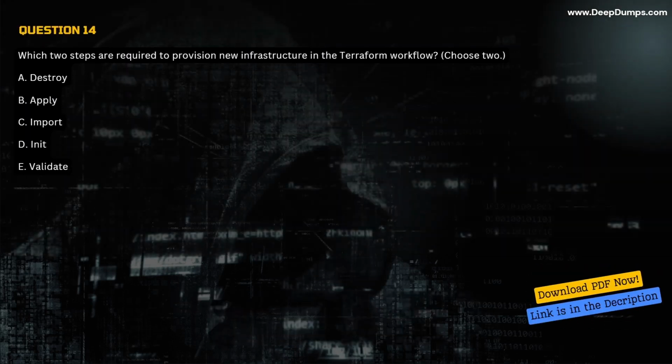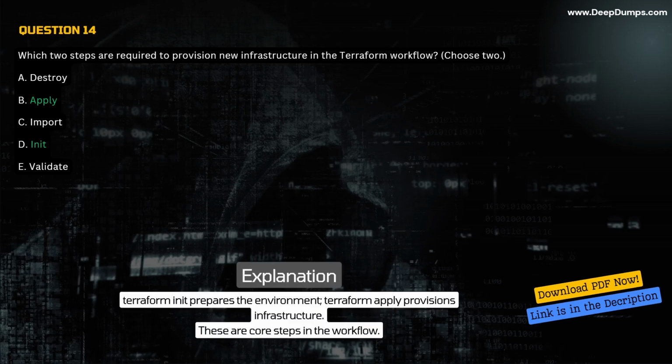Question 14. Which 2 steps are required to provision new infrastructure in the Terraform workflow? Choose 2. A. Destroy. B. Apply. C. Import. D. Init. E. Validate. Correct answer, B and D. Apply. Init. Explanation: Terraform init prepares the environment. Terraform apply provisions infrastructure. These are core steps in the workflow.